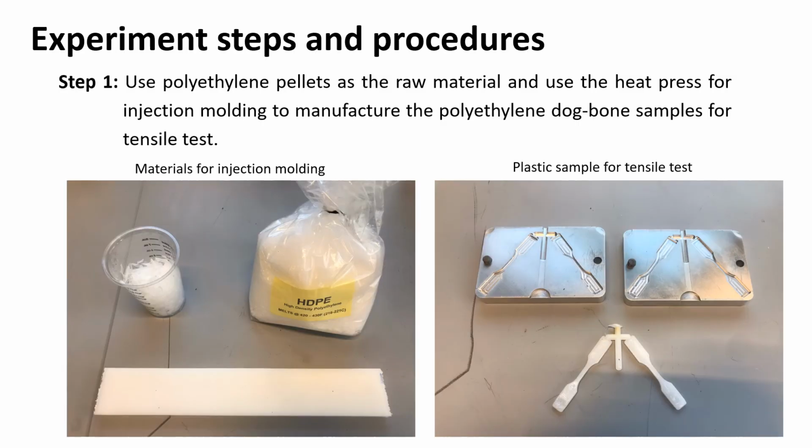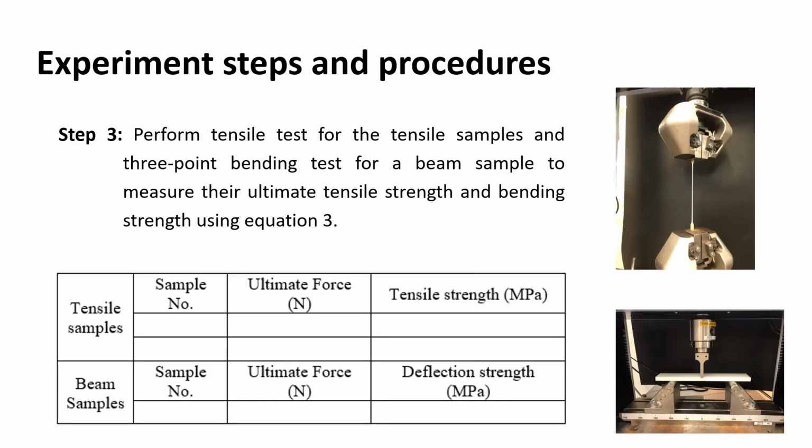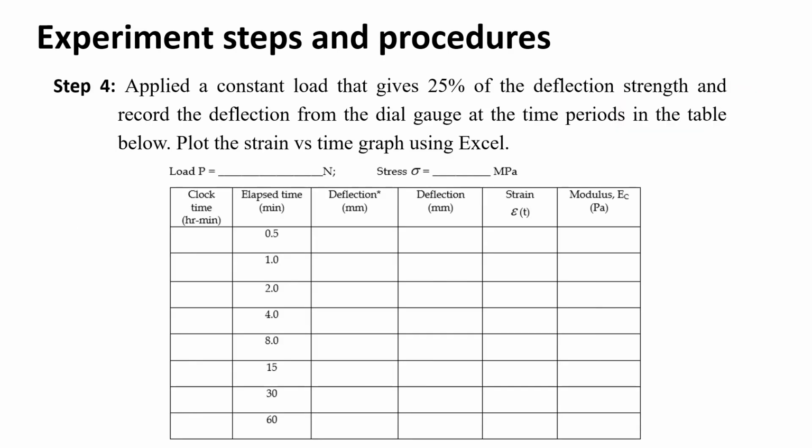Experiment steps and procedures. Step 1. Use polyethylene pellets as the raw material and use the heat press for injection molding to manufacture the polyethylene dog bone samples for the tensile test. Step 2. Measure the dimensions of the polyethylene dog bone and beam samples. Step 3. Perform the tensile test for the tensile samples and the 3-point bending test for a beam sample to measure the ultimate tensile strength and bending strength using equation 3. Step 4. Apply a constant load that gives 25% of the deflection strength and record the deflection from the dial gauge at the time periods in the table below. Plot the strain versus time graph using Excel.